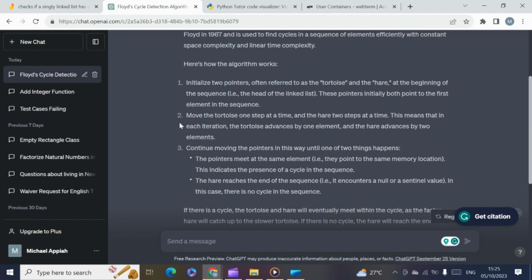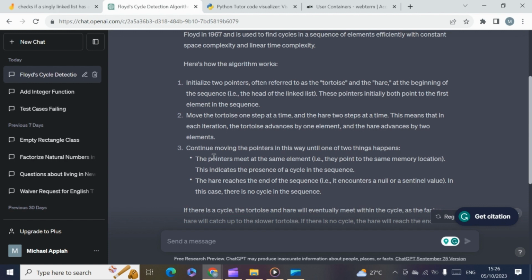Point number two says move the tortoise one step at a time and the hare two steps at a time. So this means that in each iteration the tortoise advances by one element and the hare advances by two elements. So one pointer moves two times as fast as the other, right? In this case, the tortoise will move slowly, and the hare will move faster than the tortoise.